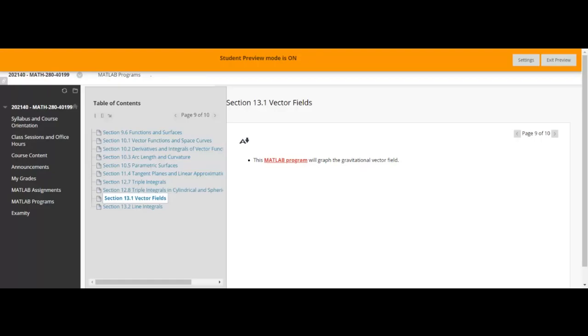Okay, so we're recording. What we're looking at here is section 13.1. Chapter 13 deals with vector calculus, and section 13.1 was on vector fields. A lot of the problems in section 13.1 involve looking at vector fields and trying to match the formula for the vector field with the appropriate picture. Hopefully for those problems, you won't need technology, but technology is available.